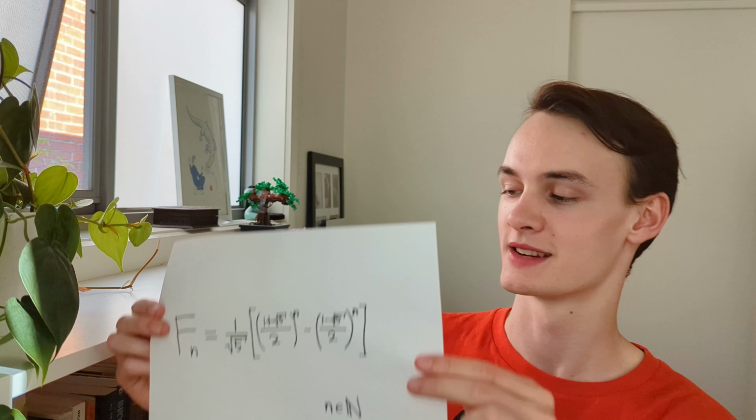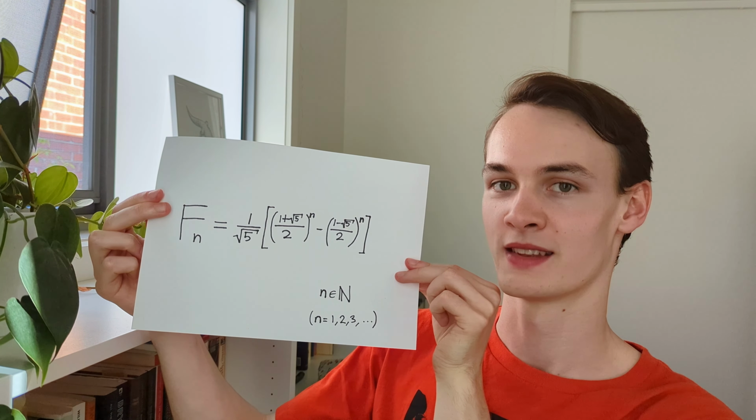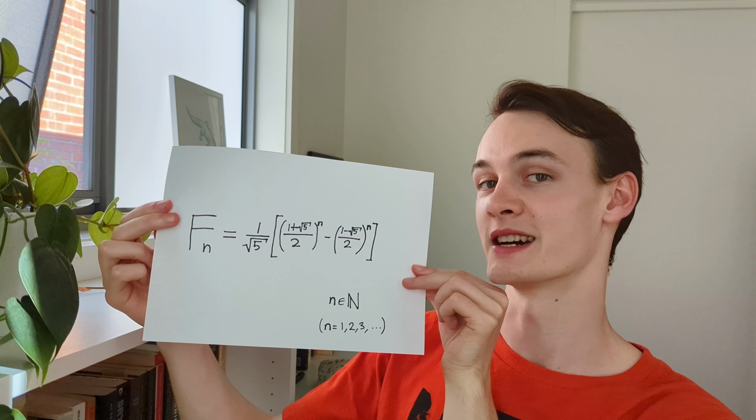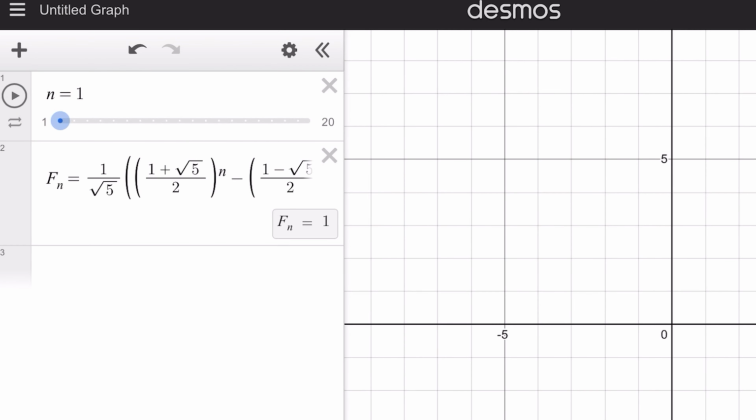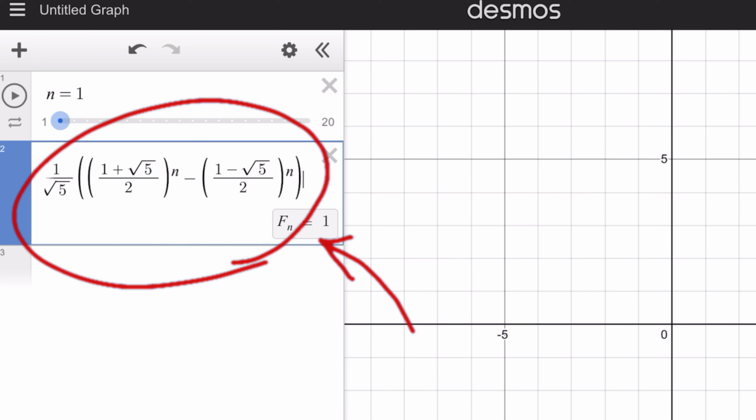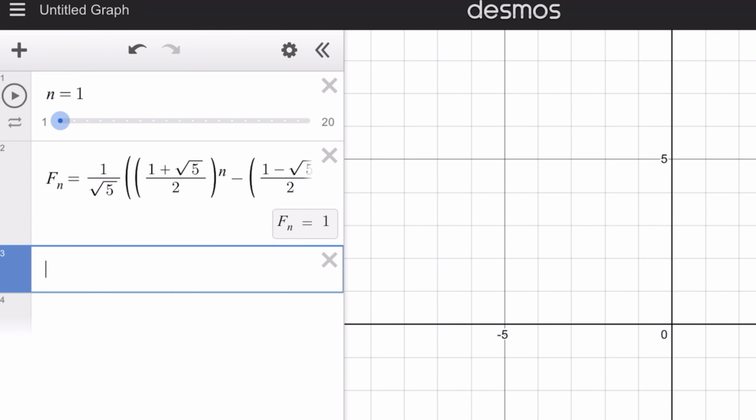My name's Nate, and in this video we're going to be looking at one of my favorite pieces of maths, which is this equation. Let's pop it into a calculator to see what it does. Alright, so I've popped that equation into trusty Desmos, and I have this expression here, which is the one we're going to investigate in this video, and I have a slider so I can change the value of n.